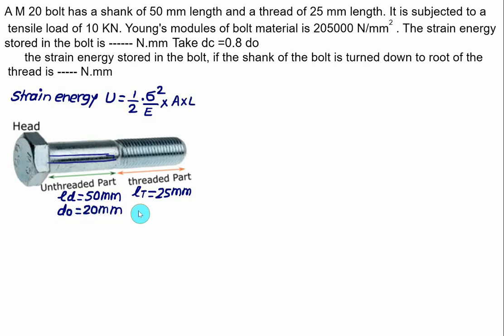And the core diameter you have to use for the threaded portion, that equals DC, will be equal to, he has given the relation equal to 0.8 times of DO, that equals 20. So we have core diameter equal to 16 mm. Total strain energy we can compute for the unthreaded part plus threaded part in part 1. Part 2 we'll discuss later on.